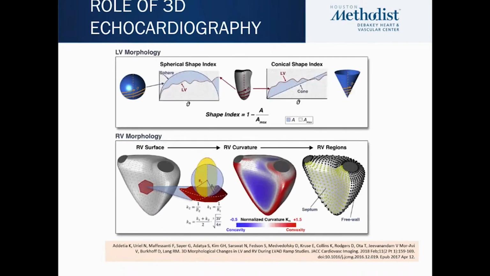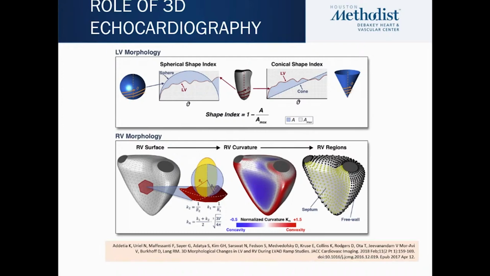There's definitely a role for three-dimensional echocardiography. This is a study done by Dr. Reel and his group, where they looked at a marker called sphericity index, looking at the changes in LV and RV morphology with the higher LVAD speeds, and whether it's becoming more convex for the RV or there is increased concavity.